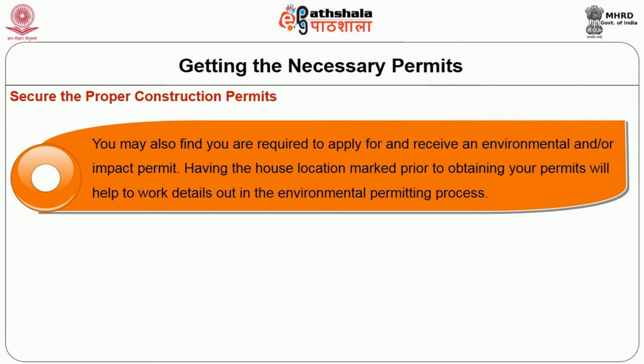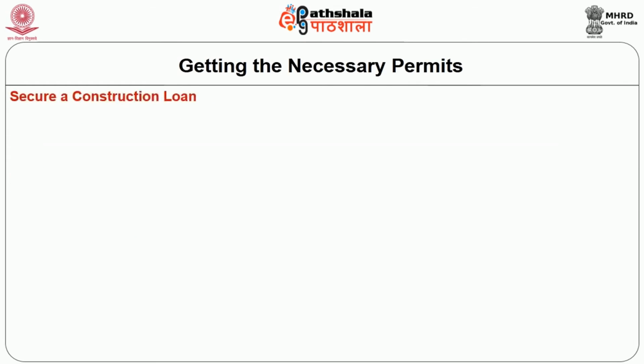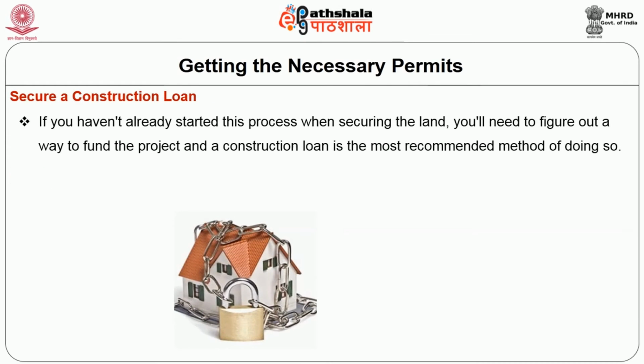Having the house location marked prior to obtaining your permits will help to work details out in the environmental permitting process. After getting permission for construction from the competent authority, construction works are initiated after mobilizing necessary funds. Secure a construction loan. If you haven't already started this process when securing the land, then you will need to figure out a way to fund the project, and the construction loan is the most recommended method of doing so.